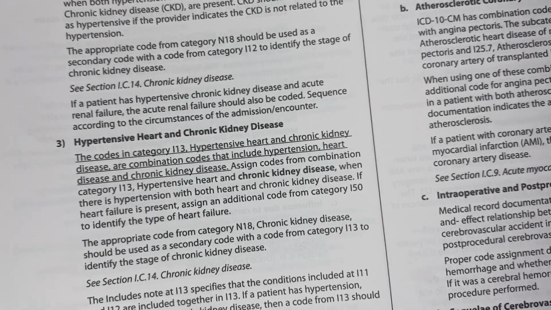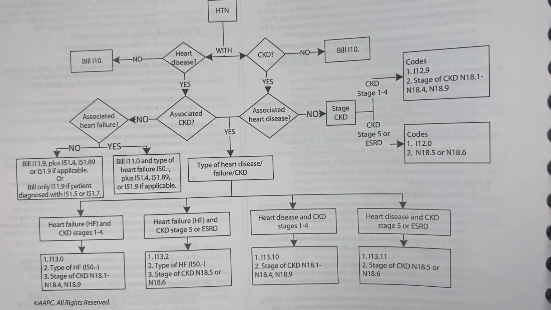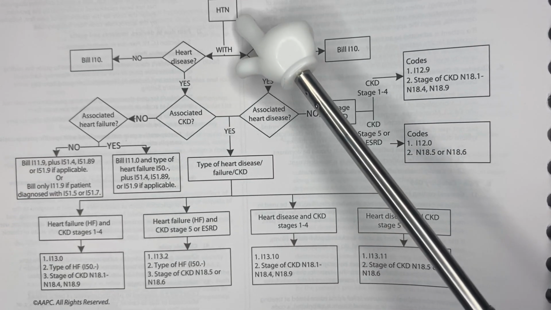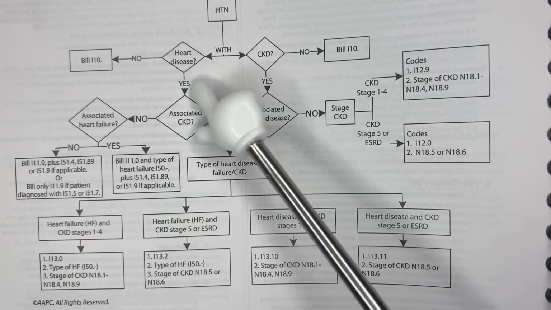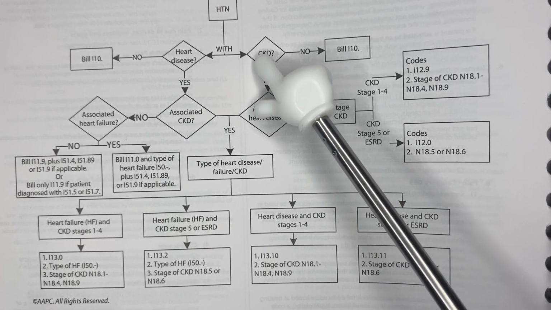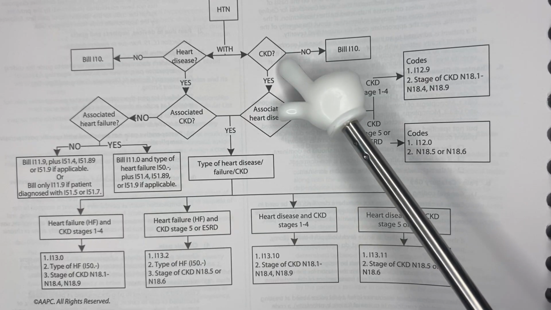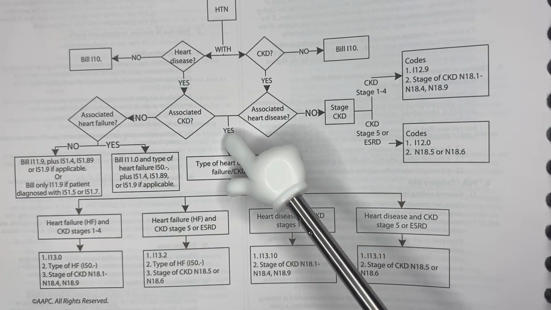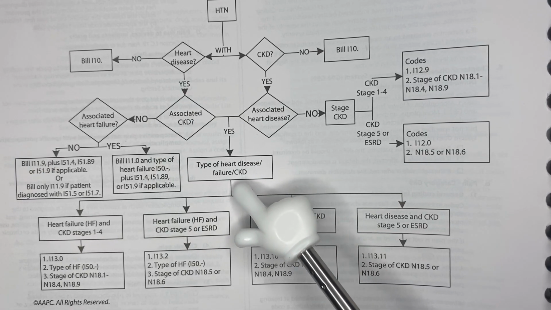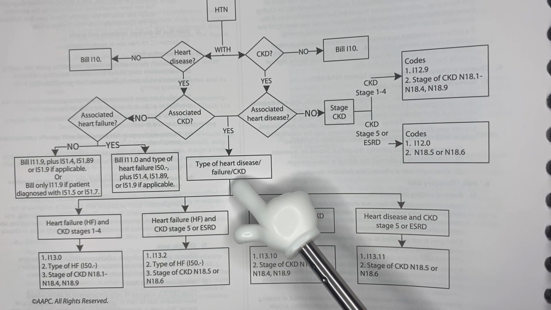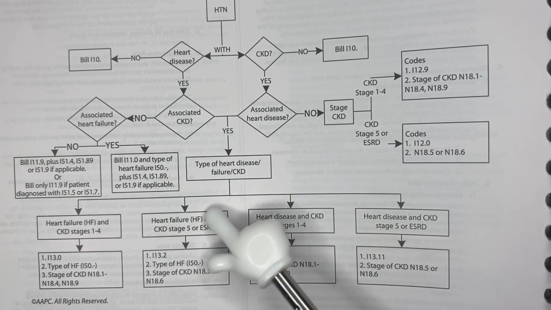Also in the guidelines, they have a flow chart to help us choose the correct diagnosis. We're going to start here with hypertension, and it says with heart disease or CKD. Our patient has CKD, so we go here first, and it says CKD, yes, and then is it associated with heart disease? Yes, and then it's asking the type of heart disease, failure, or CKD, and we know that our patient has end-stage renal disease.